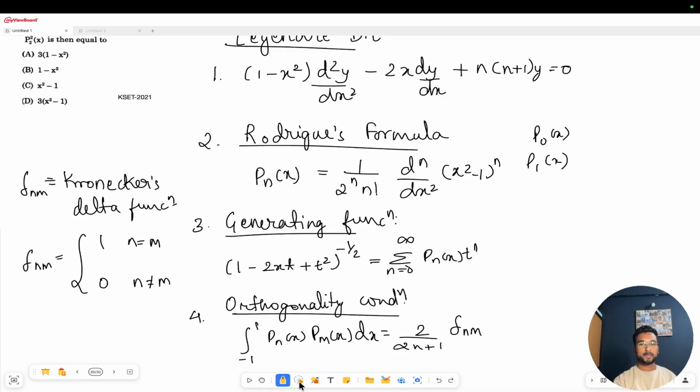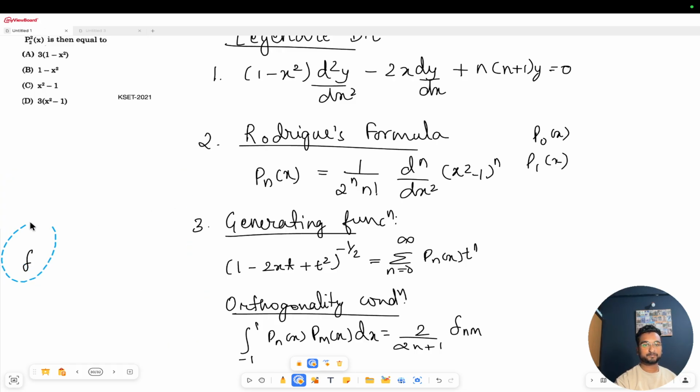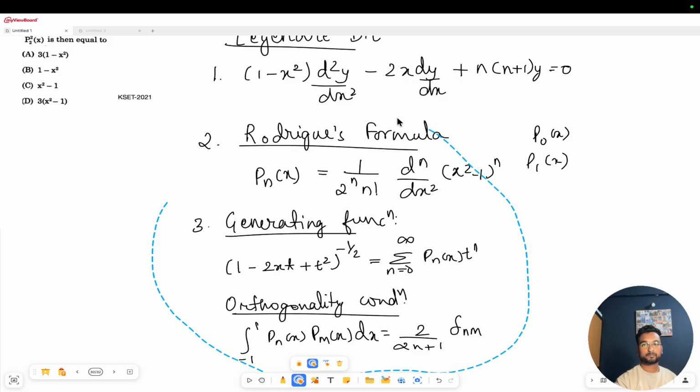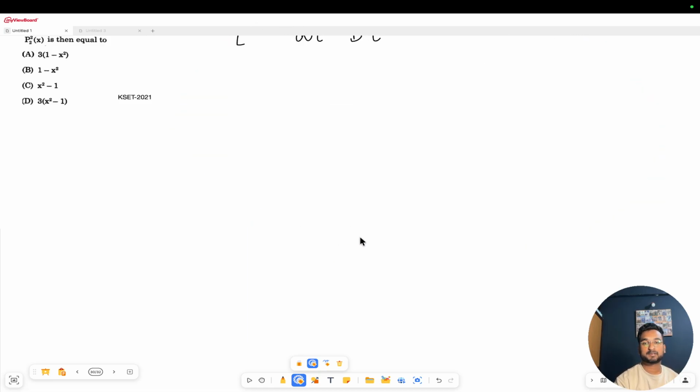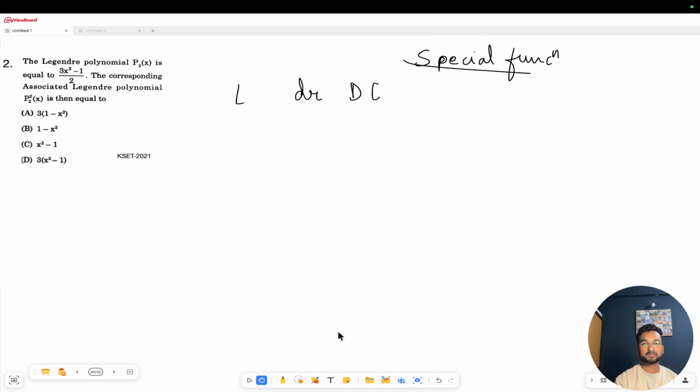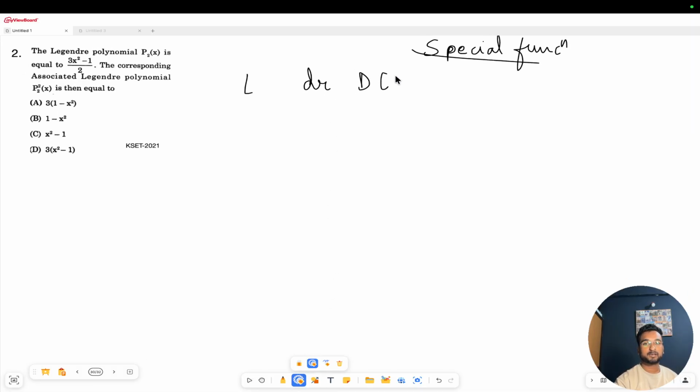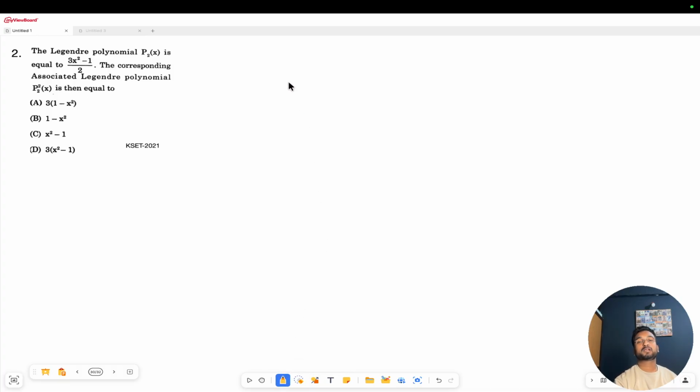Just write it down, pause the video and write it down. I will erase this and then solve this question. Special function is a topic where you have to remember a lot of things in mathematical physics. Rest all are okay, but this part is very tricky because you have to remember a lot of formulas and differential equations. This question is related to the associated Legendre polynomial, which is very useful in spherical coordinates in quantum mechanics.